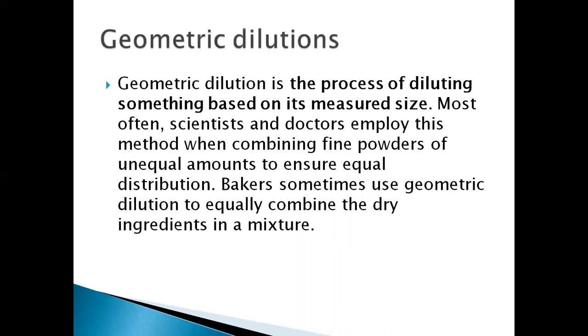And then the last one is geometric dilution. Geometric dilution is the process of diluting something based on its measured size. So when you take its size and dilute it based on that size, means if you add this mixture with water, such preparations are called geometric dilutions. You can prepare it exactly as per its measured size. Based on its size only, you can prepare these dilutions. So that is why these are called geometric dilution. So this is about pharmaceutical powders. Second part.